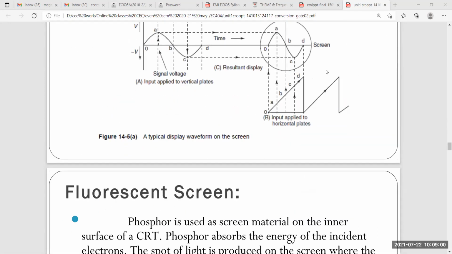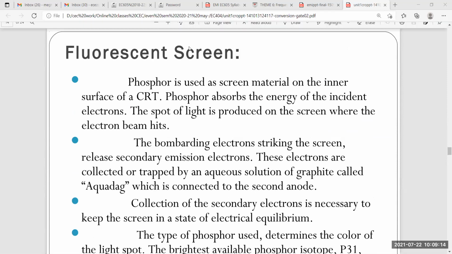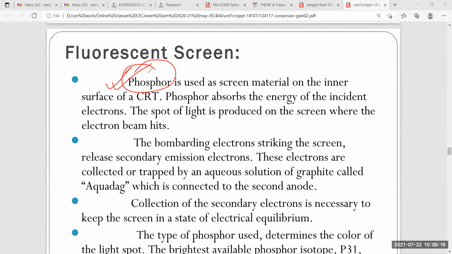Next comes the screen of the CRT. Now we come to the fluorescent screen. The screen material on the inner surface of the CRT is made up of phosphor. It's important, so keep in mind, it is made of phosphor. Why phosphor? Because this material absorbs the kinetic energy of the bombarding electrons and re-emits it in the form of a bright spot, a spot of light produced on the screen where the electron beam hits.